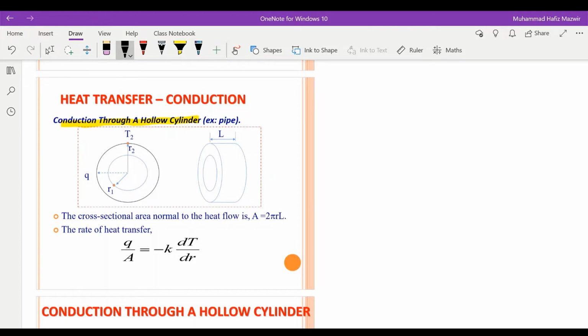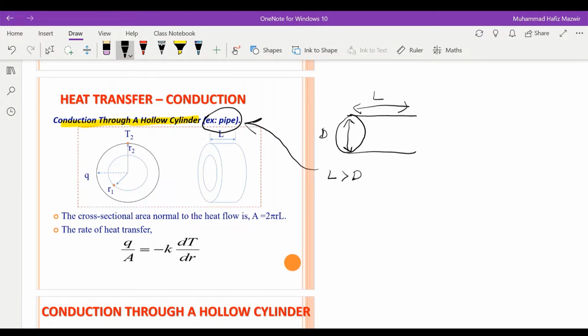So I would like to explain to you what is cylinder first. Cylinder means you have features like this with certain length. So cylinder, you will have diameter and you will have length. So when your length is higher than diameter, we call it as cylinder. Example of cylinder is pipe. So if you see pipe will be having some thickness, right?